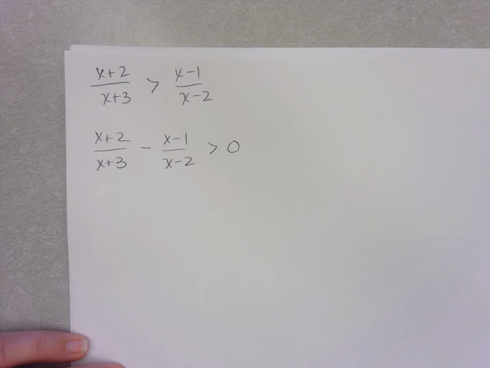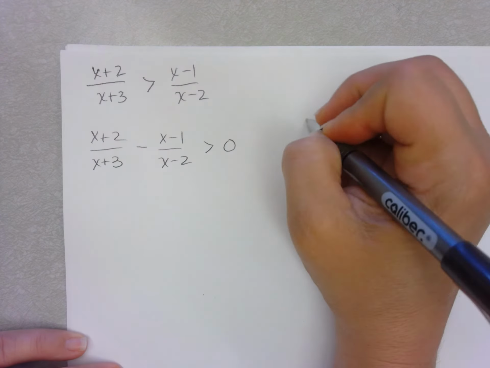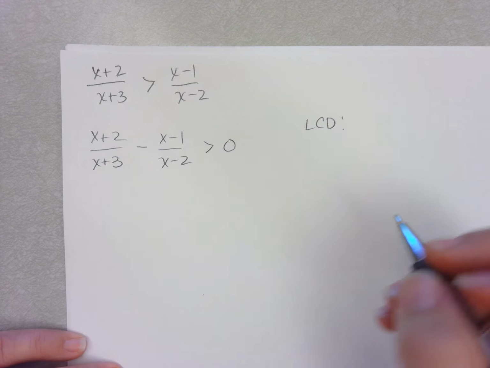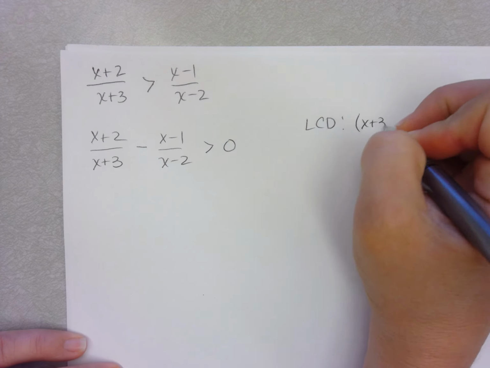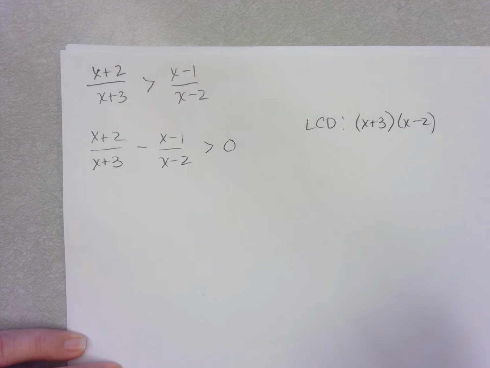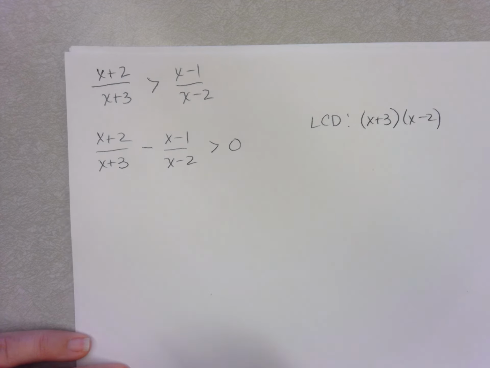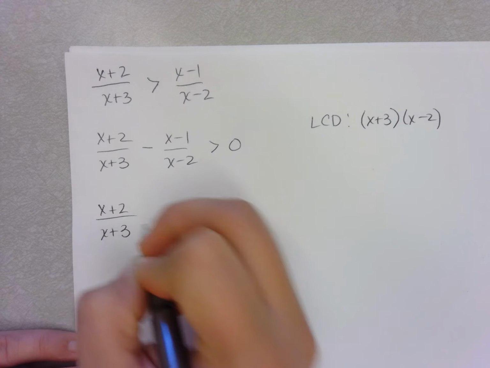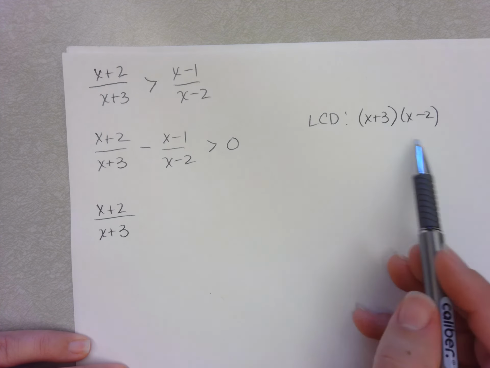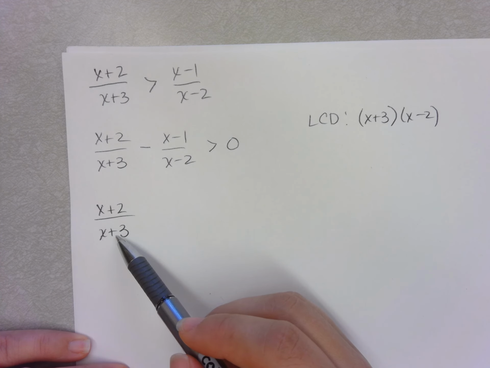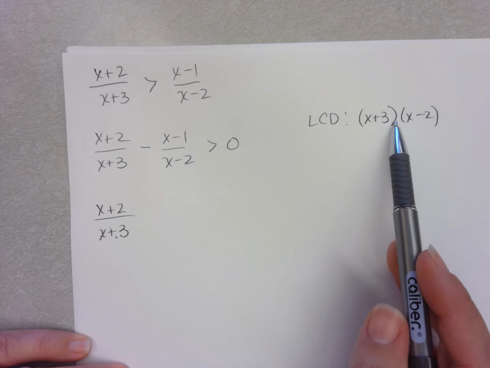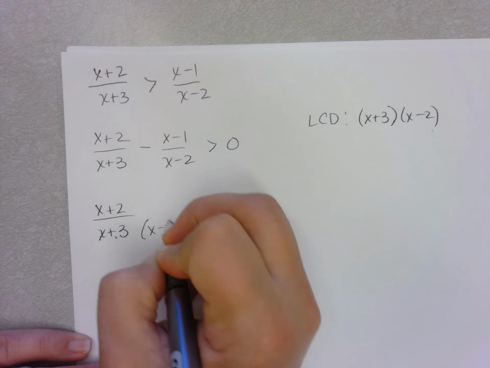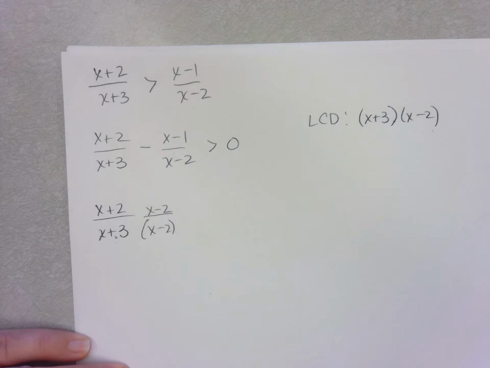All right, my least common denominator here will need both of these terms. So I need x plus 3 and x minus 2 as my least common denominator. All right, so I'm going to make my common denominators here. I start out with this. This is what I want my denominator to be. This is what I have. So I currently have the x plus 3. I need the x minus 2. So I'm going to multiply the top and the bottom of this fraction by x minus 2.